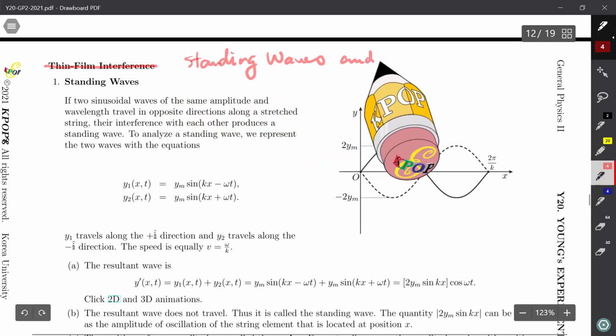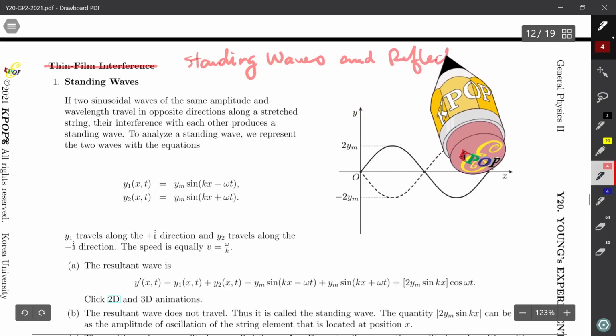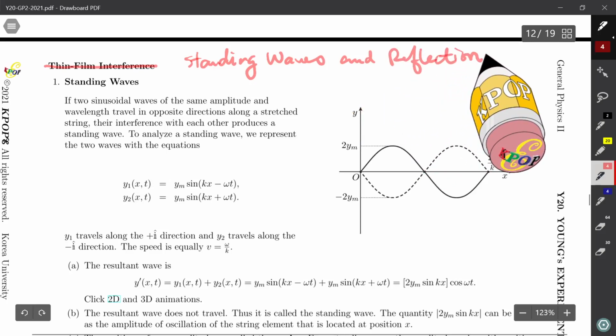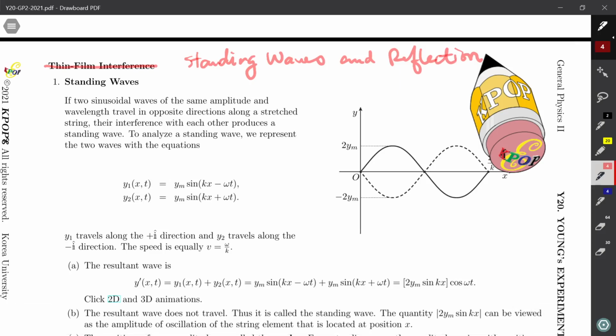And reflection. Because thin film interference has straightforward technical applications of this theory, we do not consider it.